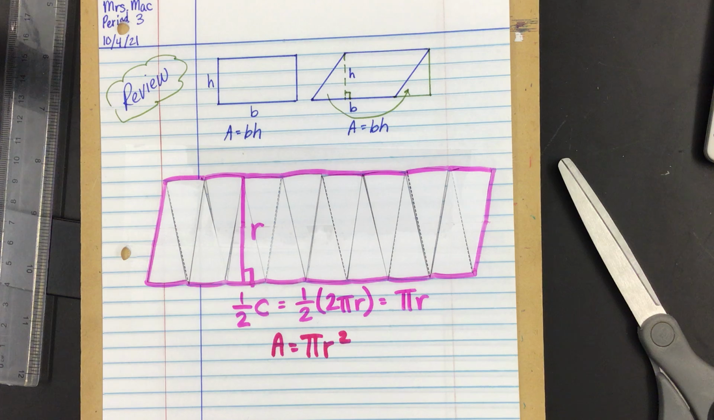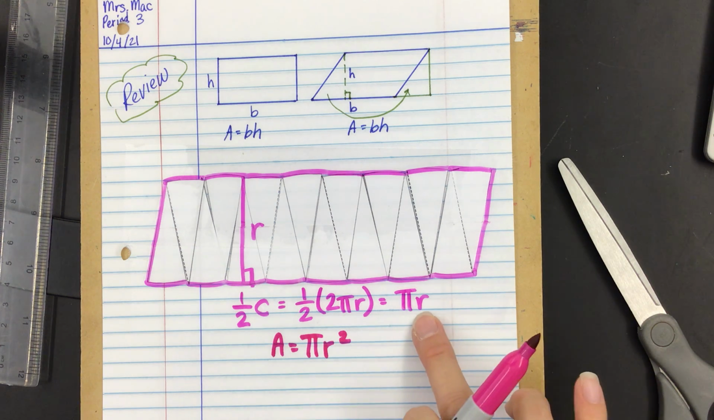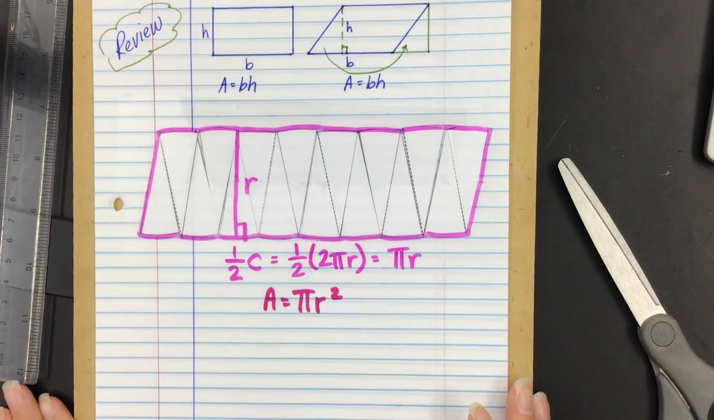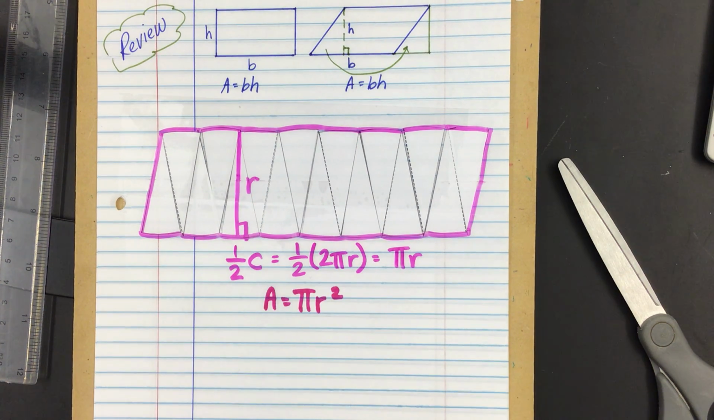Wait, where'd you get the square? Because there's this r times that r, which is r squared. So how many of you have seen this equation before? But I'm sure none of you knew how we got that, right? Yes? Okay.